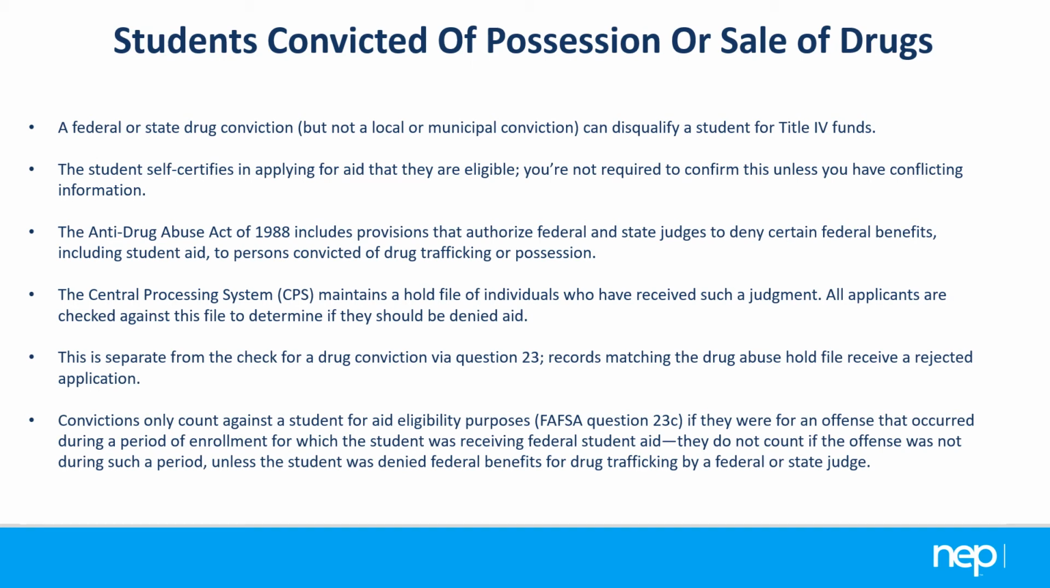Convictions only count against a student for aid eligibility purposes, FAFSA Question 23, if they were for an offense that occurred during a period of enrollment for which the student was receiving federal student aid. They do not count if the offense was not during such a period unless the student was denied federal benefits for drug trafficking by a federal or state judge.